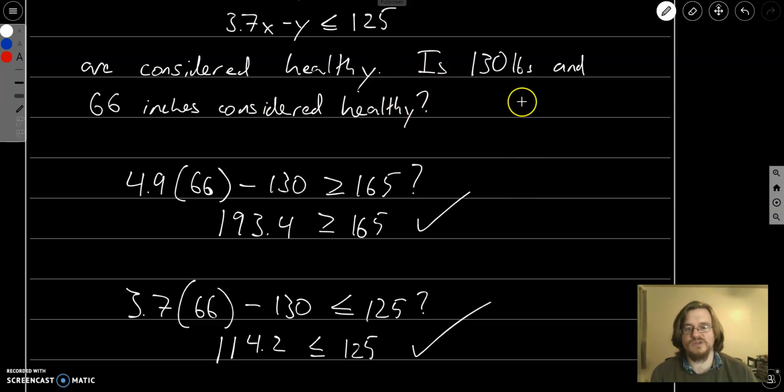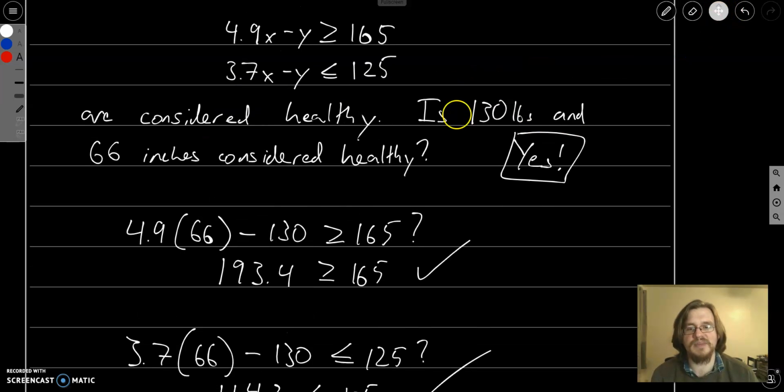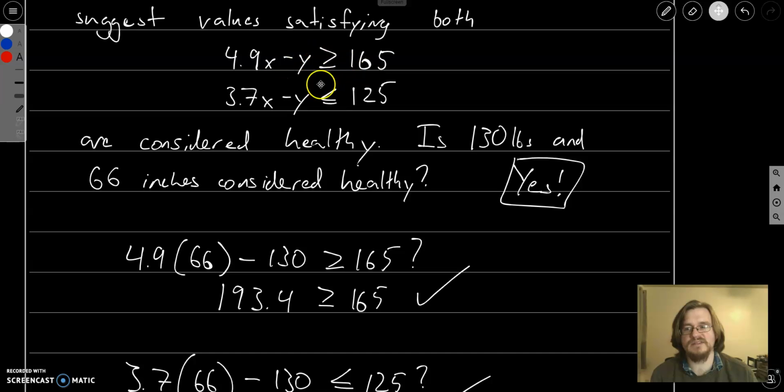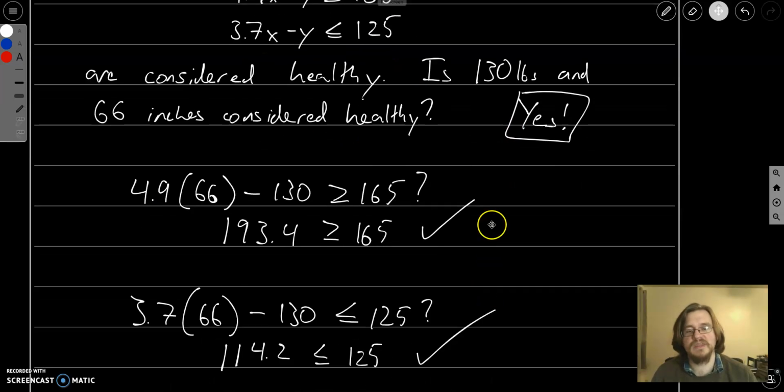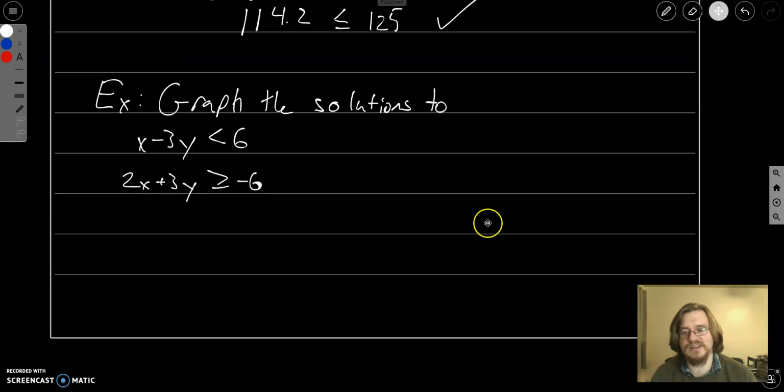So the answer to this question is yes, 130 pounds and 66 inches is considered healthy, because when we plug both those values in for x and y, we get true statements. So the moral here is you just have to check more than one inequality, and that's all there really is to it.